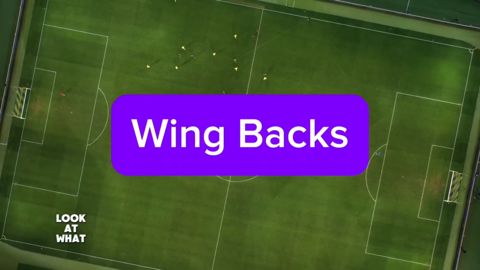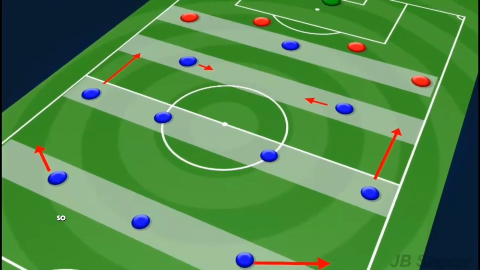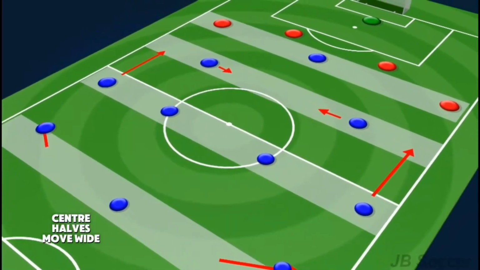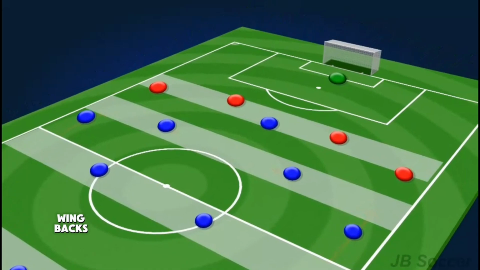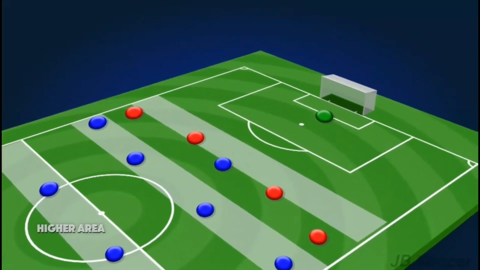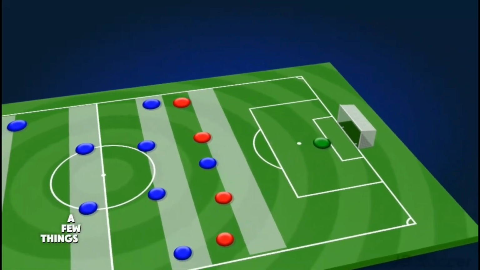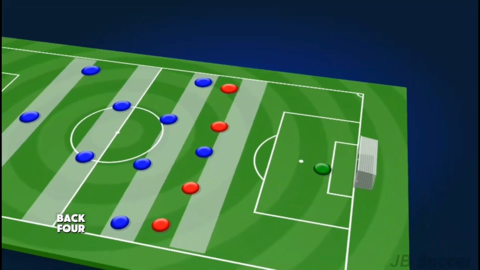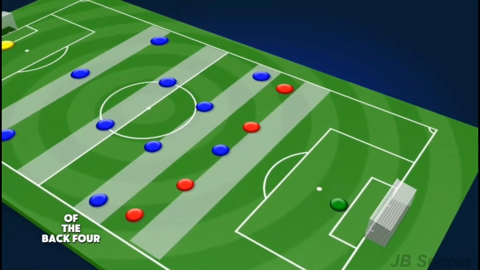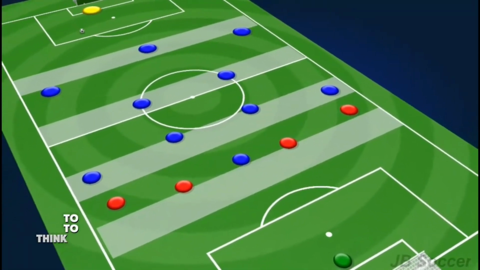Now let's take a look at what the responsibilities of the wing-backs are. Once our centre-halves move wide, that allows our wing-backs to push forward and occupy a higher area. Now this does a few things. One, it occupies the back 4, the entirety of the back 4, because they've got much more players there to think about.